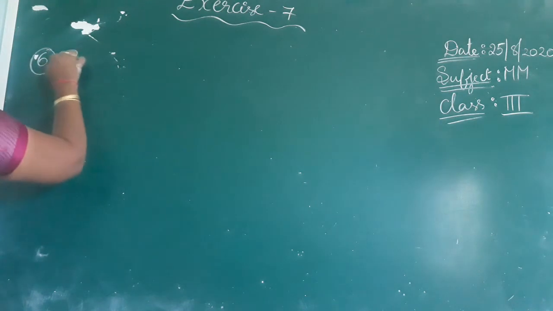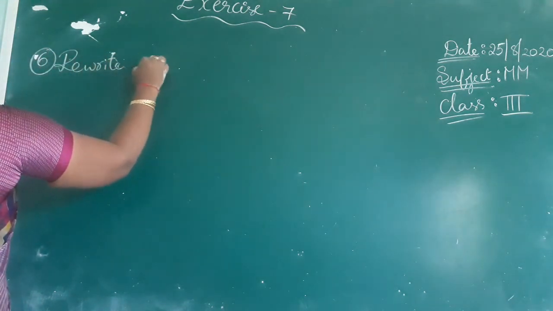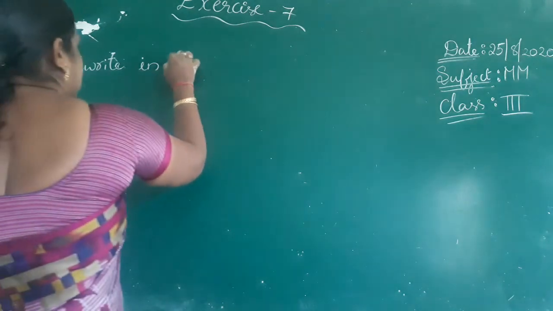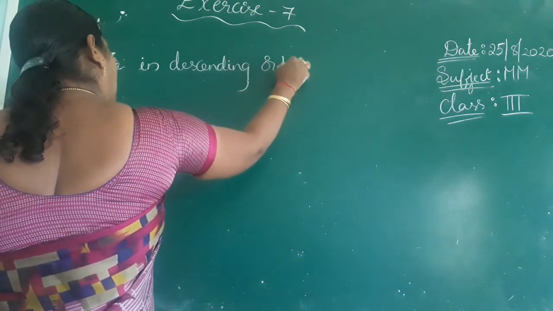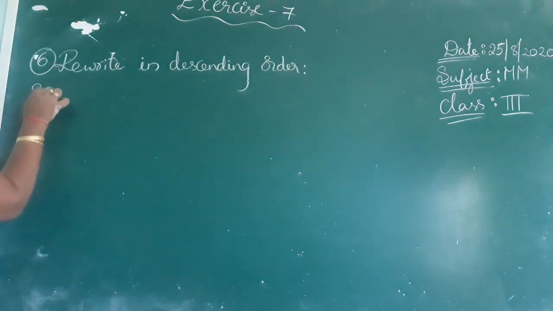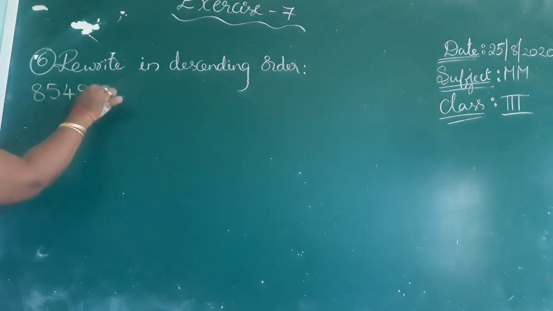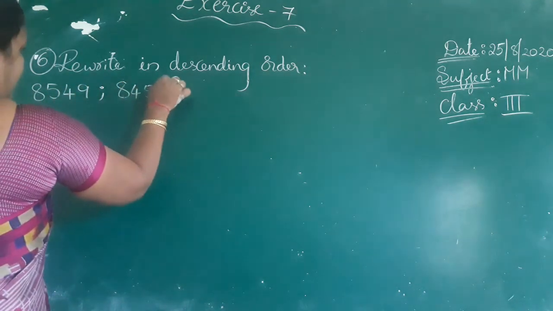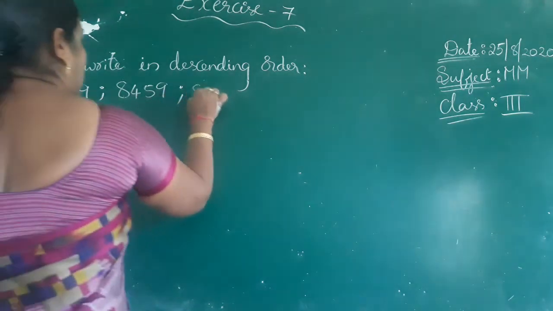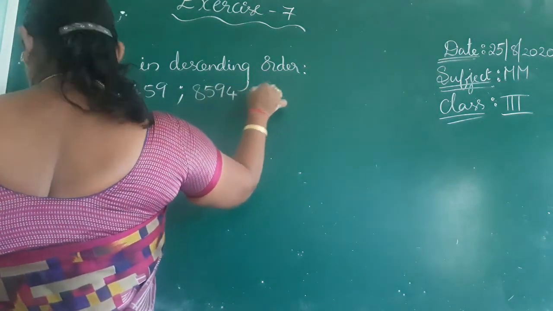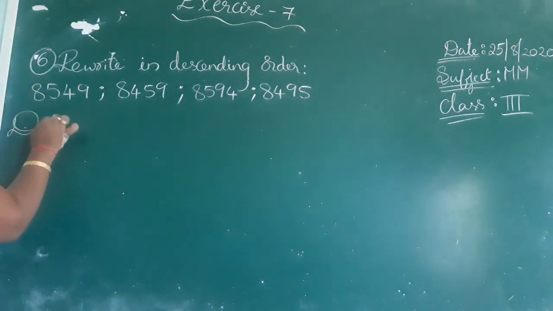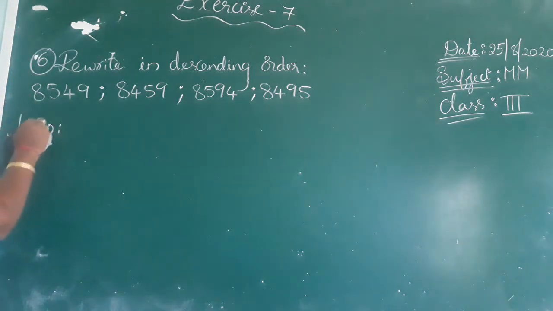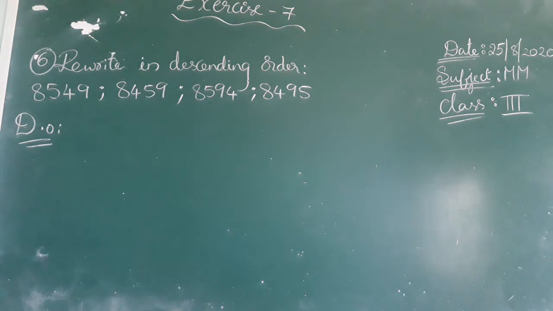Sixth one, rewrite in descending order. How we will rewrite this in descending order? See the numbers: 8549, 8459, 8594, 8495. Now we have to write them in descending order. Descending order means arranging the numbers from greatest to smallest. From greatest number to smallest number.